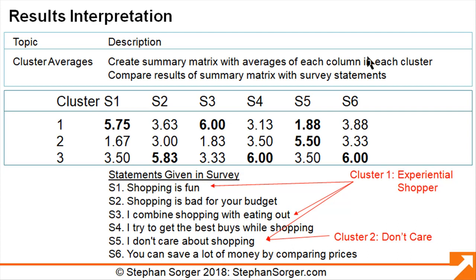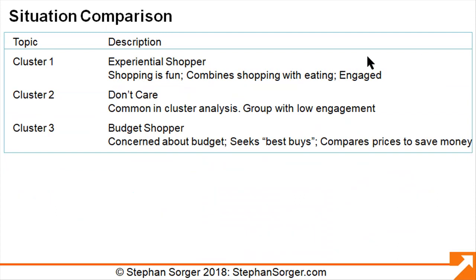We repeat the process for cluster 2, where the very high value in S5 indicates a strong don't care sentiment for respondents in that cluster. We repeat the process for cluster 3, where the large values of S2, S4, and S6 indicate a budget orientation. We now move to the situation comparison section, where we start by summarizing the results of the results interpretation with simple statements, one each for clusters 1, 2, and 3. Again, we're taking the audience through a very clear, understandable process.